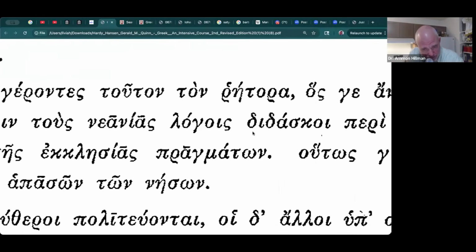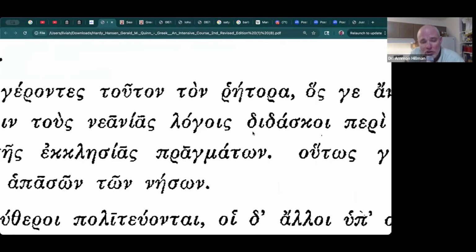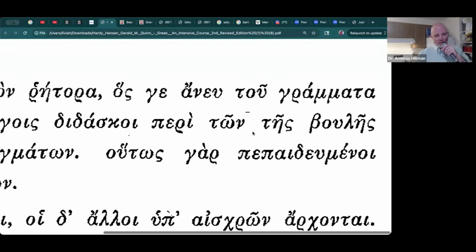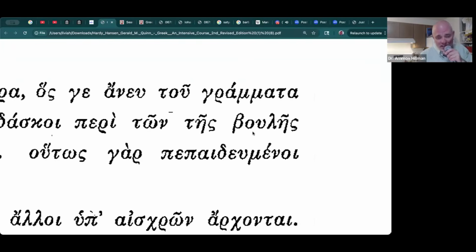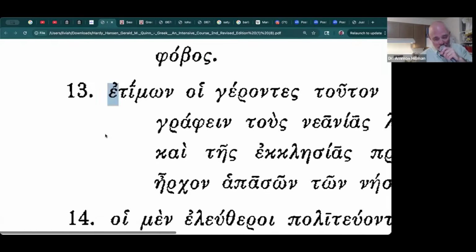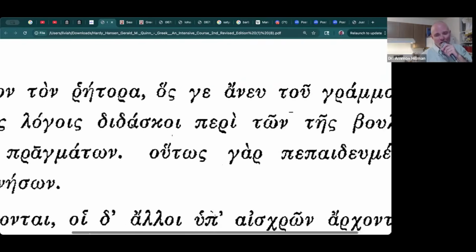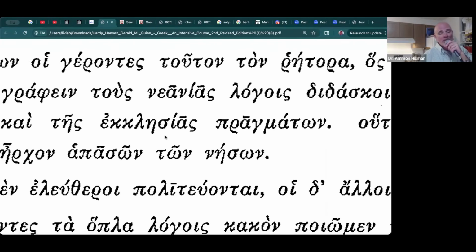Didaskoi, didasco. He's the type of guy who taught those young men, instructed them in their logos, in their wording, without teaching them the letters. And now it's getting ridiculous. Then they tacked a prepositional phrase onto the end of it. Peri ton tes boules, about the affairs of the council, kai tes ecclesias, and of the assembly.